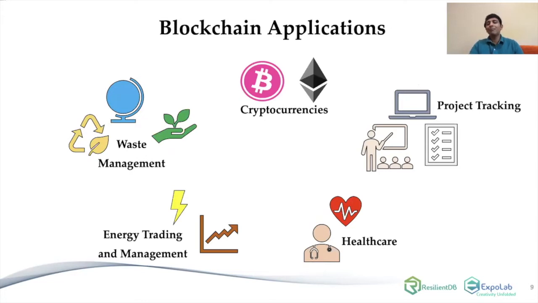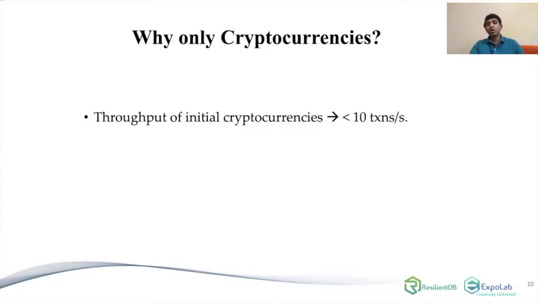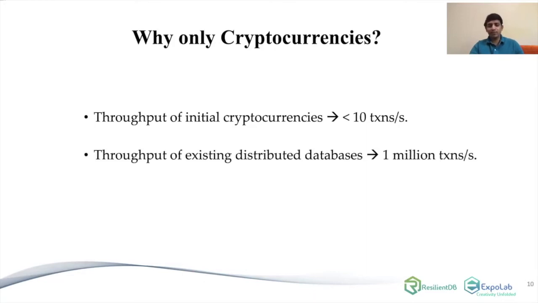Now, what are the known applications of blockchain? Everyone knows about cryptocurrencies because they're famous, like Bitcoin, Ethereum. Apart from them, there are also emerging blockchain applications like energy trading management, healthcare, waste management, and so on. So why do we all just know about cryptocurrencies? Well, first of all, the throughput of existing blockchain applications, or these cryptocurrencies, is very low, less than 10 transactions per second. And this is one of the reasons why blockchain technology has not been adopted by many different domains.